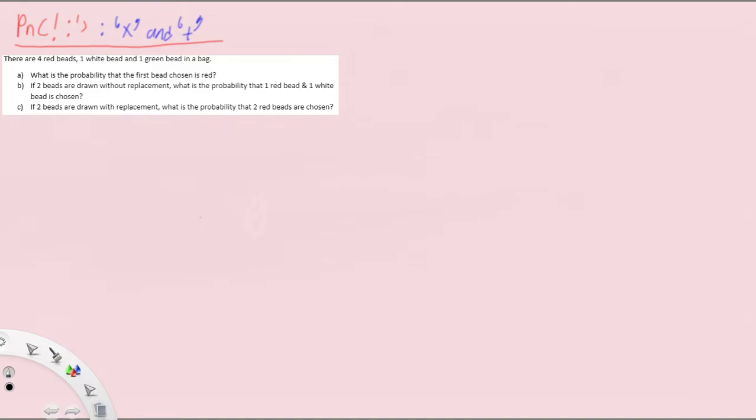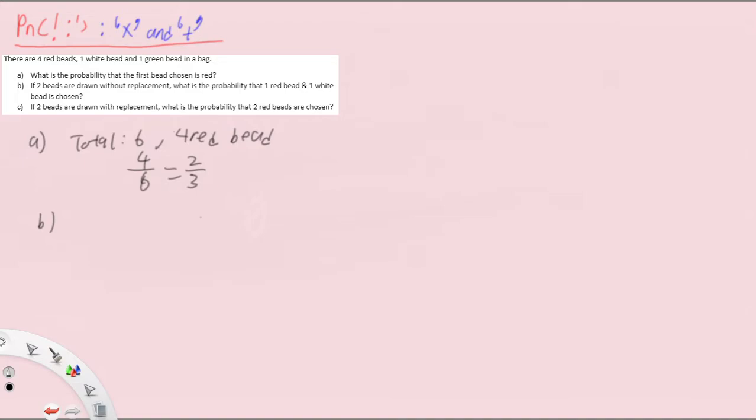You think about it, there are 6 beads in total and there are 4 red beads. So I guess the probability should be very simple, right? Out of 6, you want 4. So simplify to lowest terms as you should, 2/3. Part A, very simple. Now, part B.